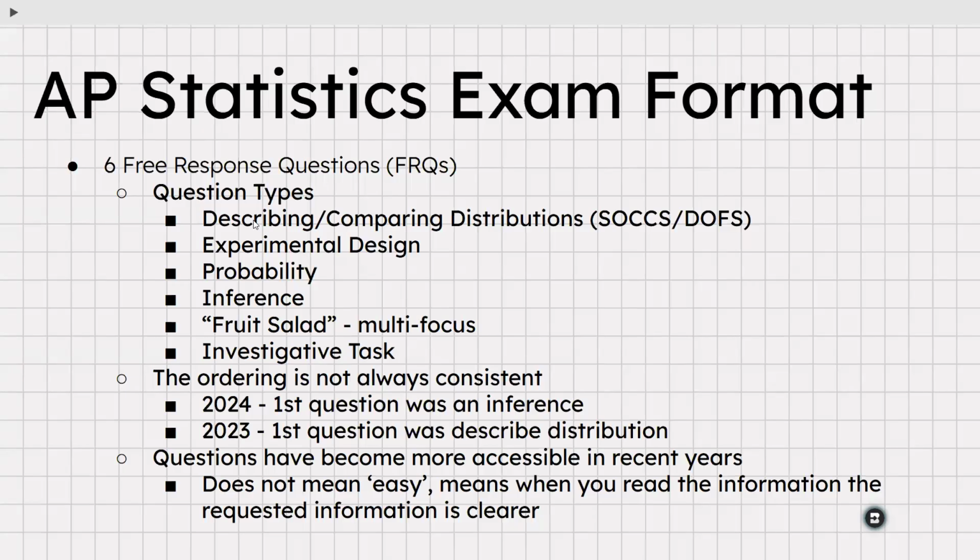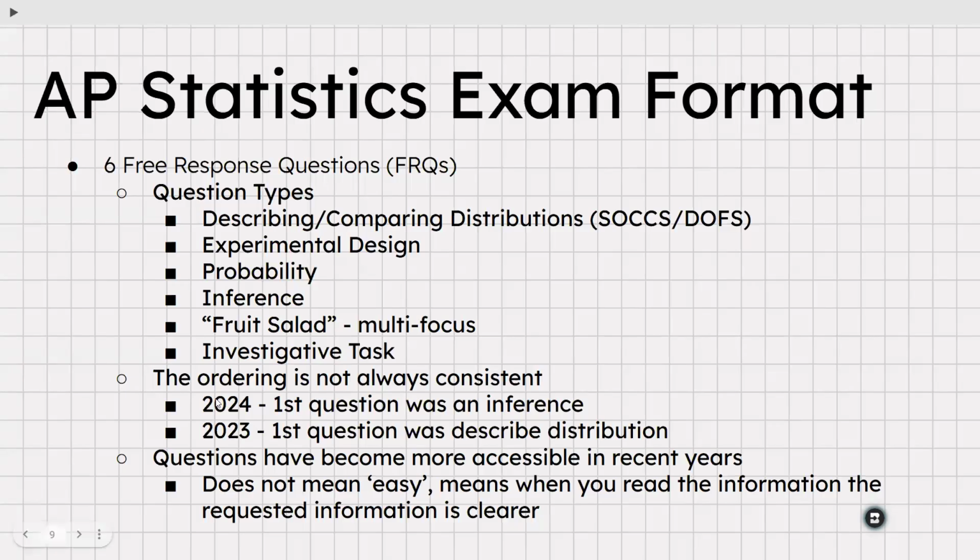Or compare the means of this, or what would happen if you did this to the distribution. Experimental design, they would say, hey, is this an observational study or an experiment? Probability, they may ask you a basic probability question, just like reading it out of a table. Inference, they may ask you to state hypotheses or something along those lines. And then the investigative task. Like I said, on the last day, we'll talk a little bit about the investigative task. The ordering is not always consistent.